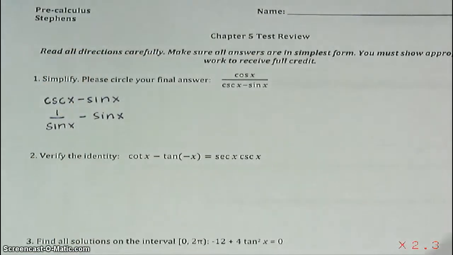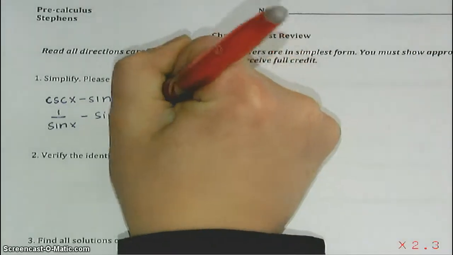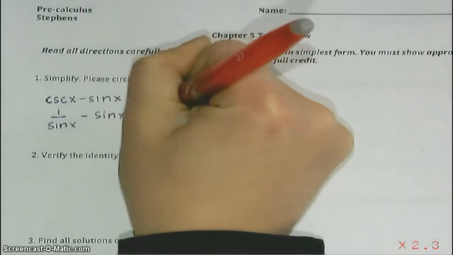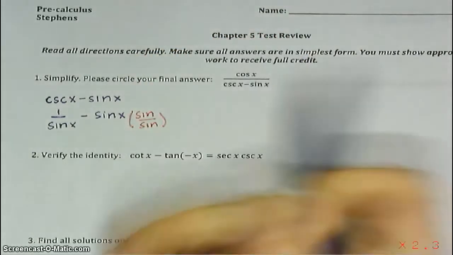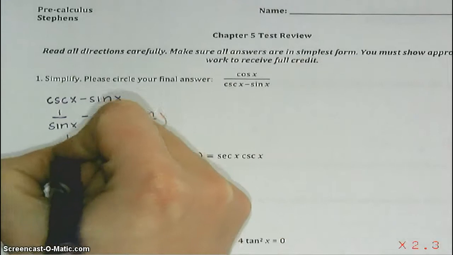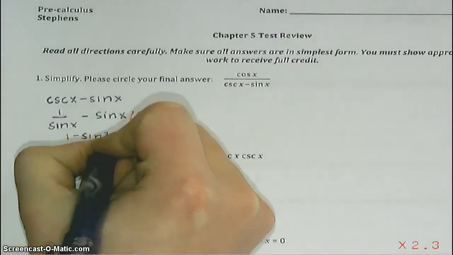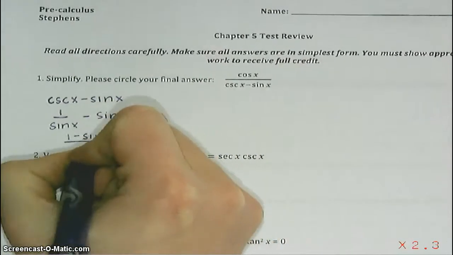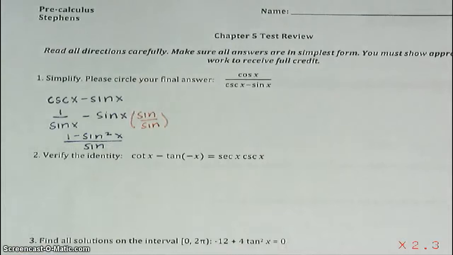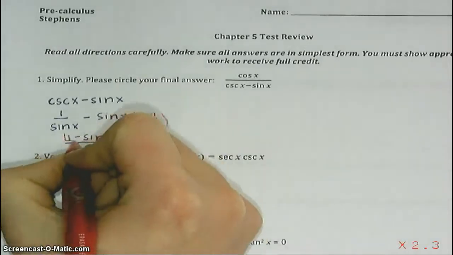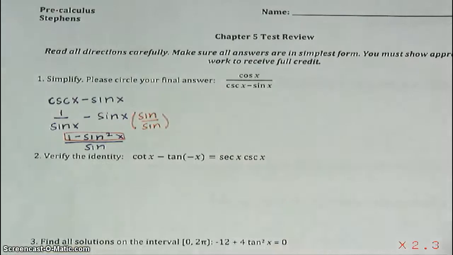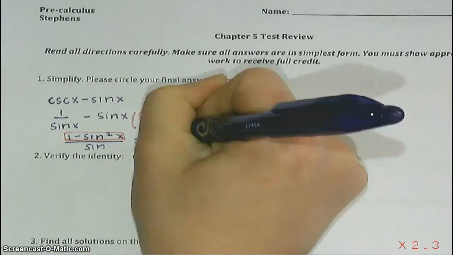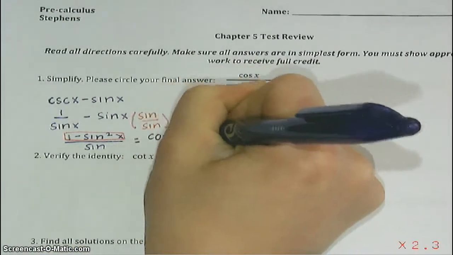And then use the process of getting a common denominator so that you can combine the bottom part to be 1 minus sine squared x all over sine. This top part, 1 minus sine squared x, is equal to cosine squared. That is one of your Pythagorean identities. So on the top, this is going to become cosine squared all over sine.